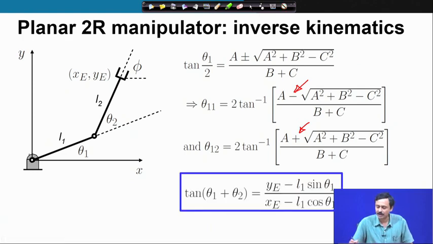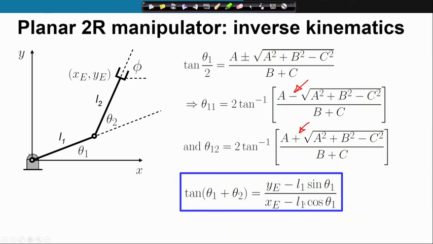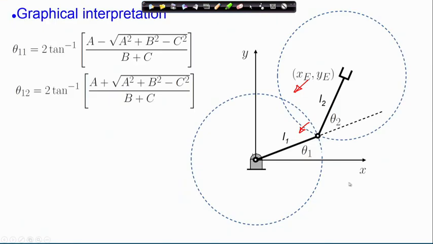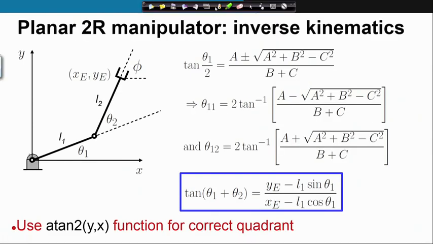Once I have this theta 1, I will substitute theta 1 1 and theta 1 2 one by one. Here is where I substitute theta 1 at these 3 places, and I solve for theta 2. And once again, when you do it on a computer, you can use the inverse function a tan 2 to get the quadrant correct.